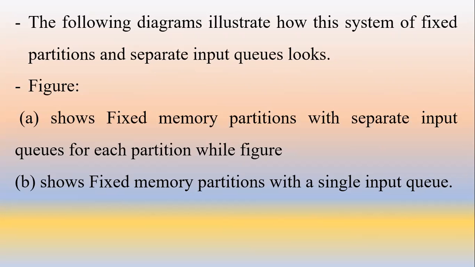The following diagrams illustrate how this system of fixed partitions and separate input queues looks. Figure A shows fixed partitions with separate input queues for each partition, while figure B shows fixed memory partitions with a single queue.